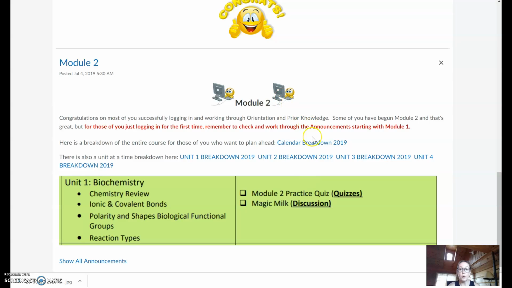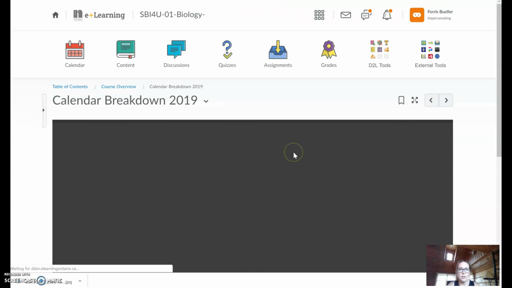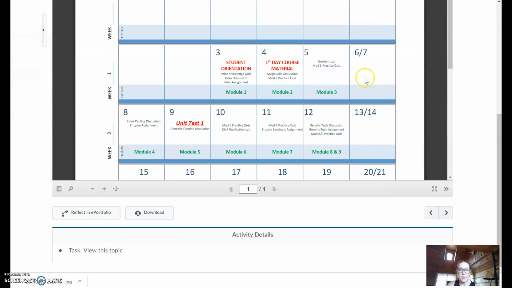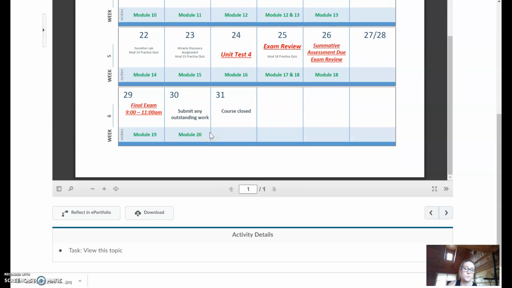So breakdowns, I know I posted this after some of you started working today or yesterday, and that is the breakdown for the entire course. And I've got it in 2 different locations here. One, a month at a glance. It tells you each day what's going to be handed in, when your unit tests are, and when your final exams are. A lot of questions about the tests and final exam.